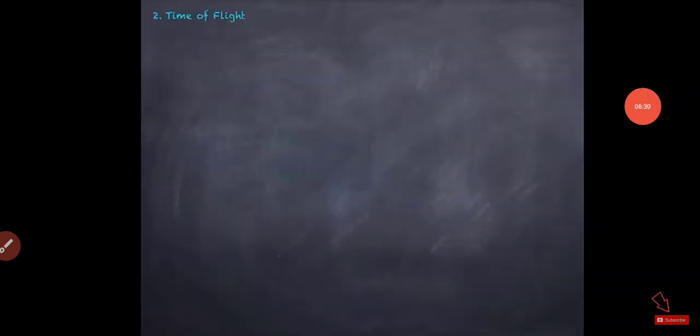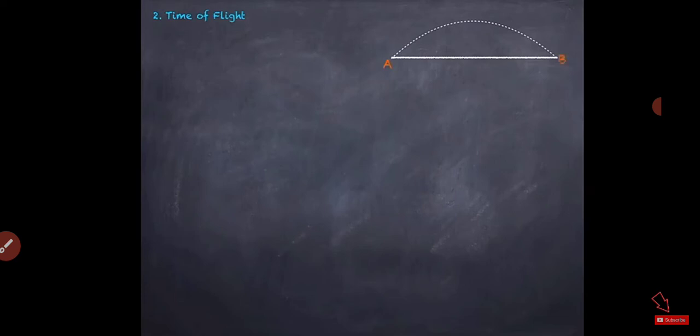projectile. Now let us calculate some important terms like time of flight. What do you mean by time of flight? Time of flight means the time taken by the projectile to complete its journey. Students, you can write a definition in your notebook also, that time of flight is defined as the time taken by the projectile to complete its journey.